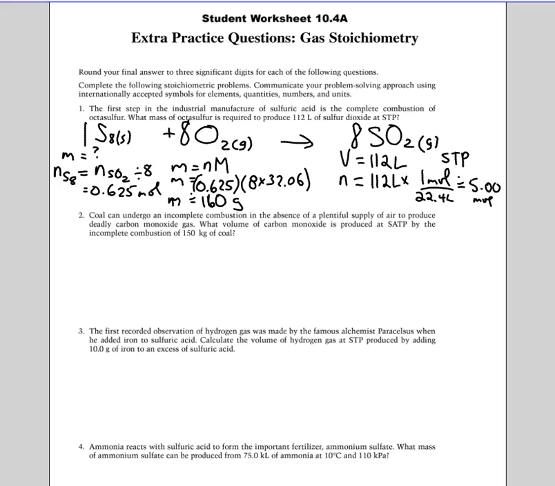Okay, so the number of moles of the product gas is 5.00. The mole ratio between sulfur dioxide and octosulfur is 8:1. So moles of octosulfur will be moles of sulfur dioxide divided by 8, which gives us 0.625, and I just multiply that by the molar mass of octosulfur, which is 8 times the molar mass of a sulfur atom. So I get 160 grams. To 3 significant digits, that would be 1.60 multiplied by 10 to the 2 grams. So that's our final answer for number 1.